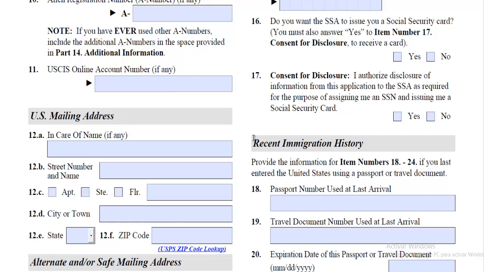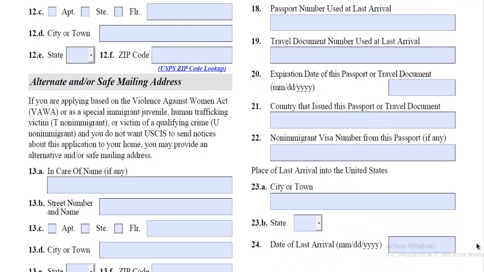Date of last arrival refers to your most recent U.S. entry from abroad. You must find that stamp on your passport. The form then asks a number of questions about your most recent U.S. entry. Part of the intention is to make sure you entered legally in most cases. So let me show you what it is going to ask you here, okay?